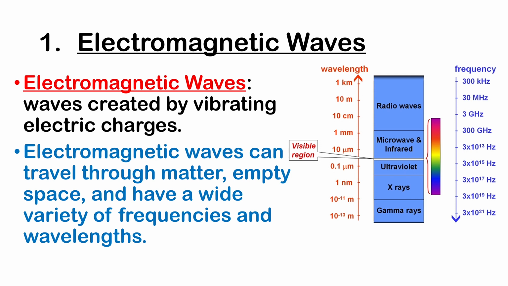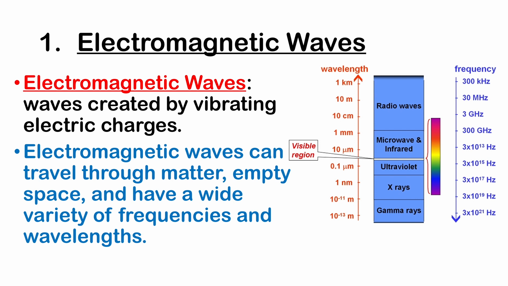And when you look at the frequency, as you go down, there's a much higher frequency. Remember, that's how many times the wave goes back and forth, how many times the wave passes a certain point each second. So you get higher energy as you go down, lower energy as you go up. And if you look at the picture, you can kind of think about it.